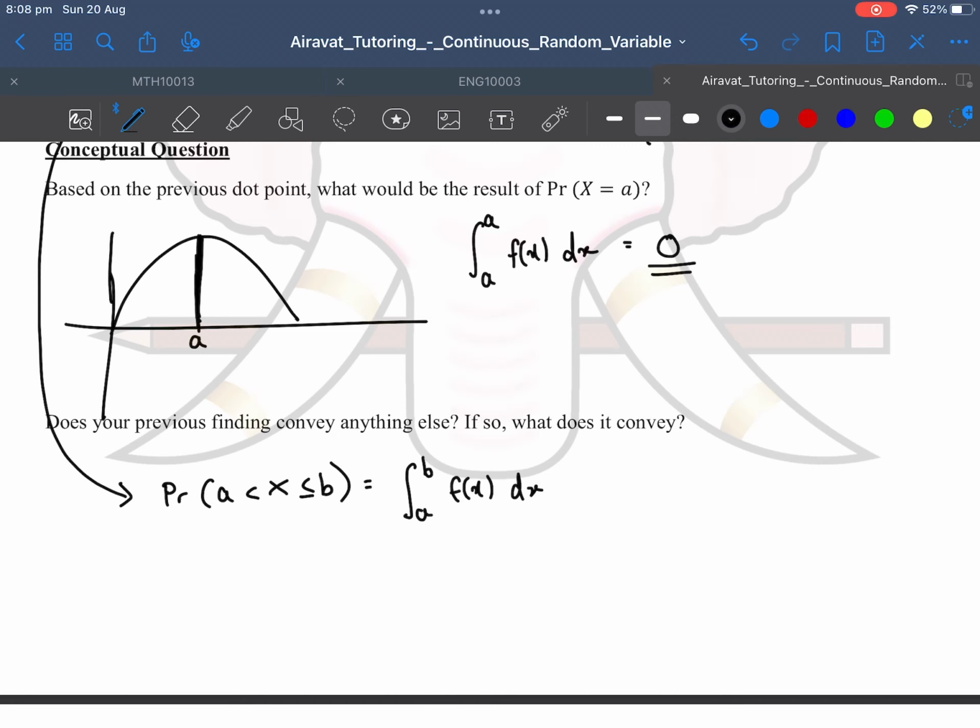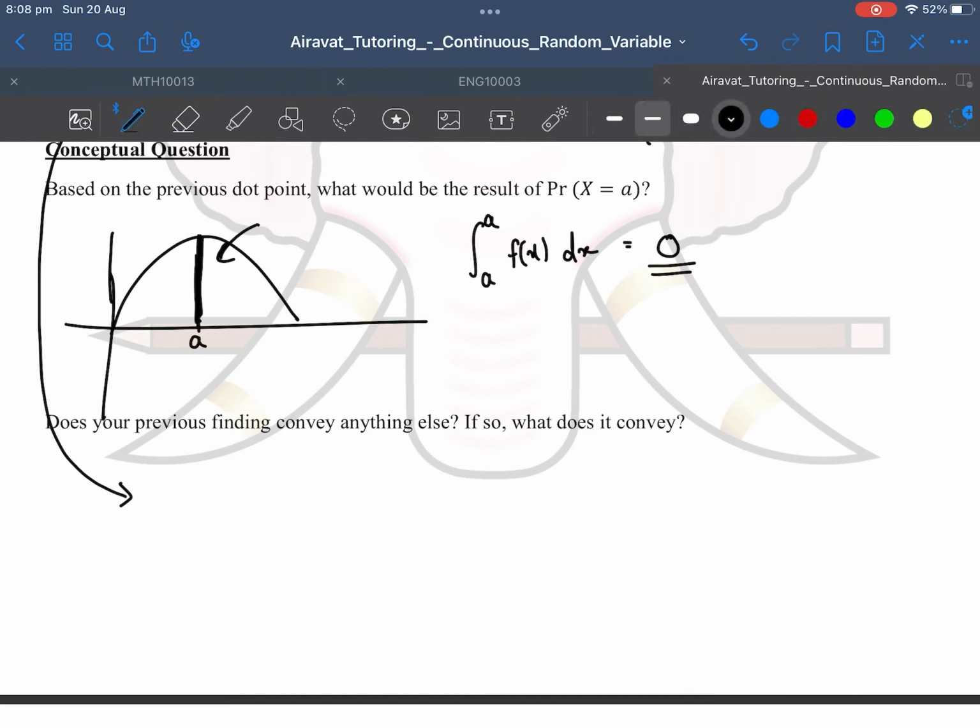Well, because it doesn't matter if I include a or not, right? If I include a, like I showed you in the example over here, even if I include a, the area at x equals a is still going to be 0. Same with b. The area at x equals b is going to be 0. So even if we include or don't include the endpoints, it does not matter.